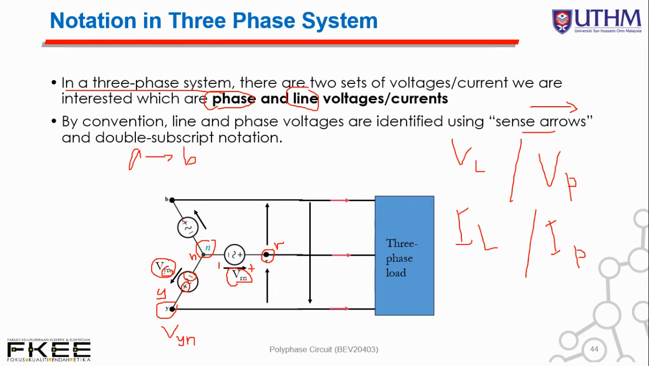Again, similarly for the third phase, we have VBN, negative and positive of the terminal. We have this direction, and then we have VBN. Again, the head of the arrow is heading to B, so we start with B when we come to the notation. VBN. This is the head of the arrow, and this is the back of the arrow. B and N.